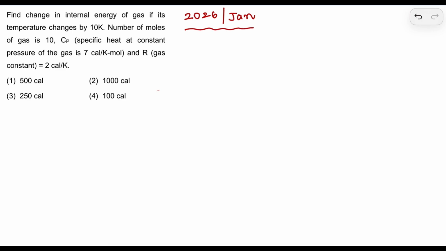Now, the given question is: find the change in internal energy of the gas. Its temperature changes by 10 Kelvin. The number of moles of the gas is given as 10. Cp, the molar specific heat at constant pressure, is given, and the R value is also mentioned. So the change in internal energy is what the question is asking.